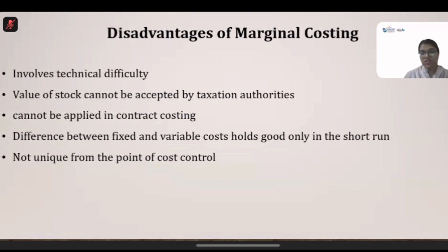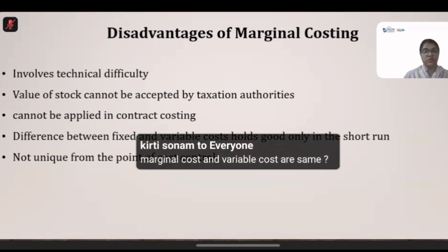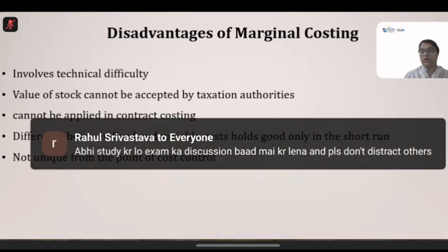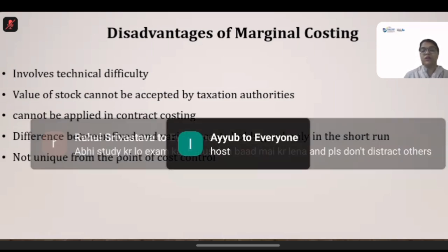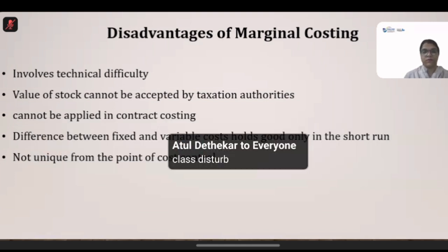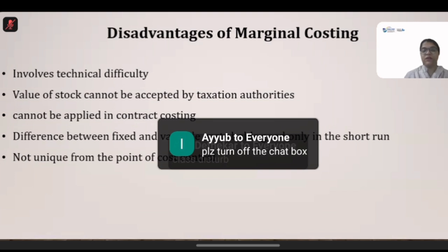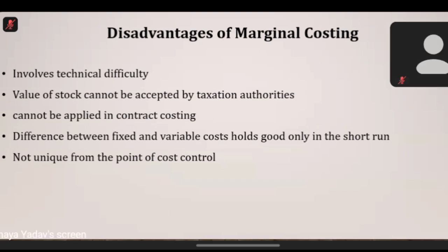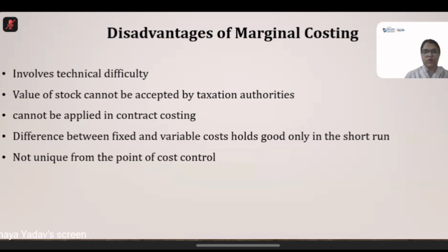Now some disadvantages of marginal costing, students. Riyanka, if you can just disable the chats. Don't give them option because they are distracting other students now. Riyanka, are you there? Done, ma'am. Okay. Because the students are also complaining that it should be disabled, better be disabled. Fine.